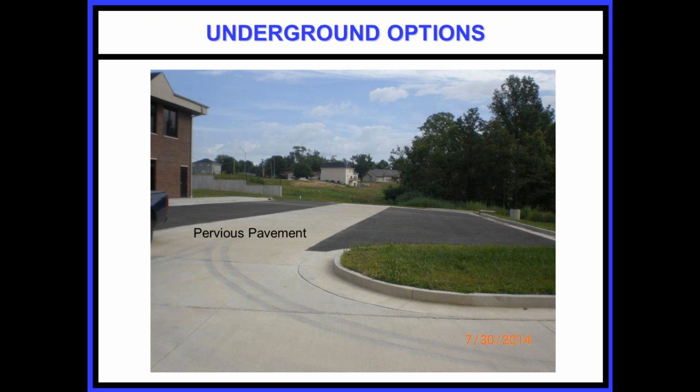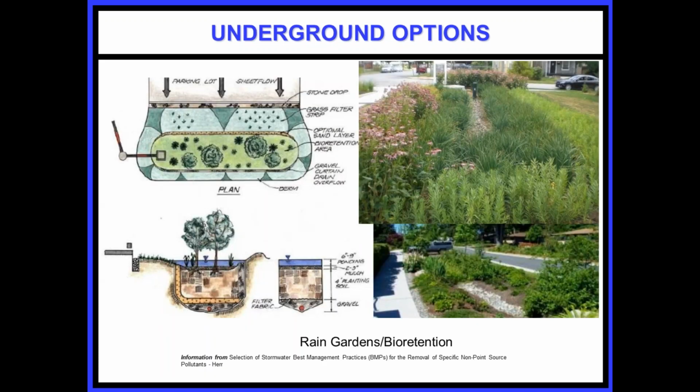So underneath that pervious pavement is a rock base, anywhere from 6 to 18 inches, maybe 24 inches thick. That rock is a clean stone. It has generally a 40% minimum void ratio. So you have the opportunity to store that water and give it time to either attenuate or infiltrate in that environment. Rain gardens and bioretention also fall into that category.